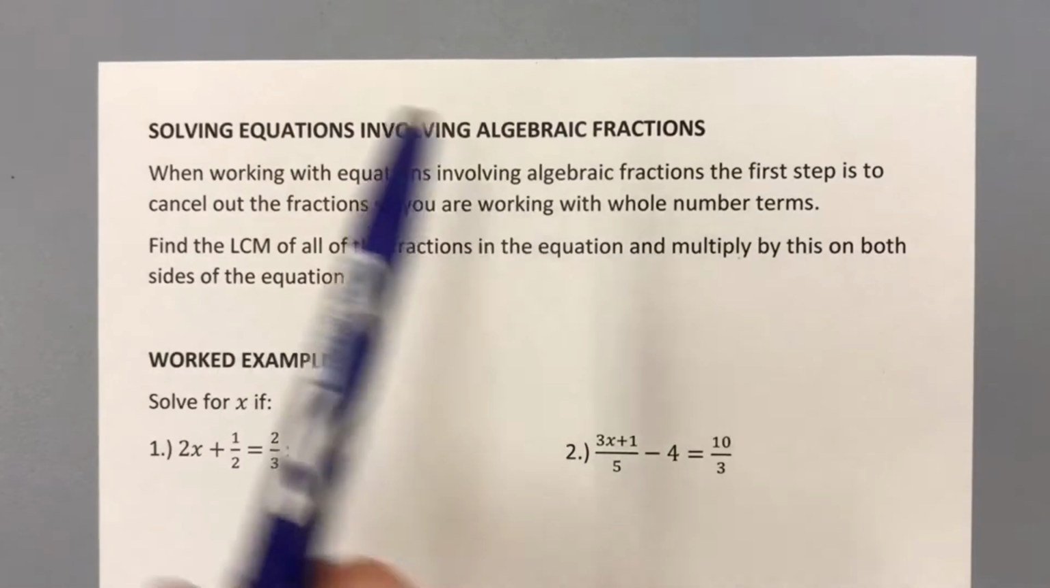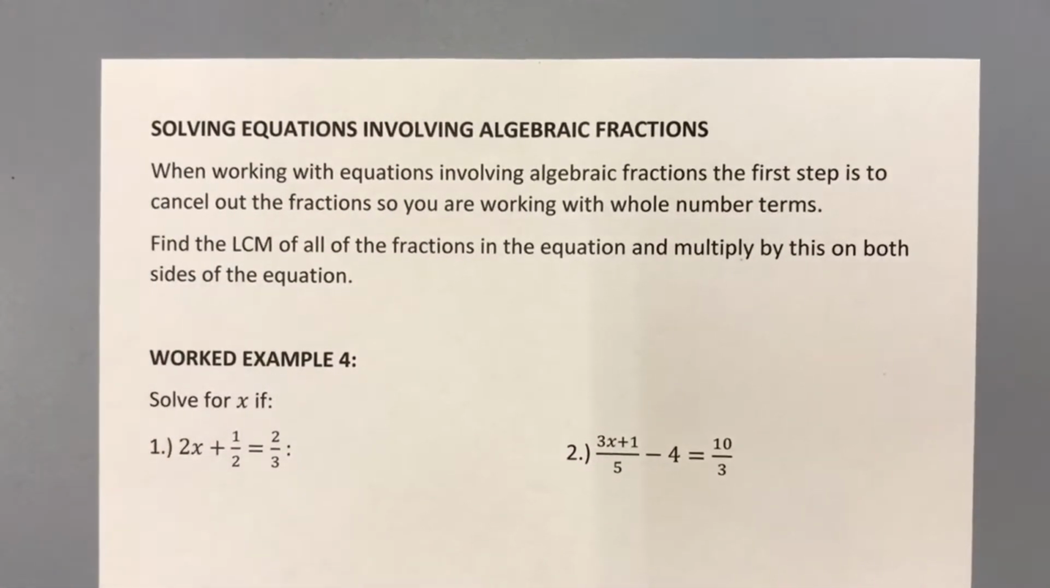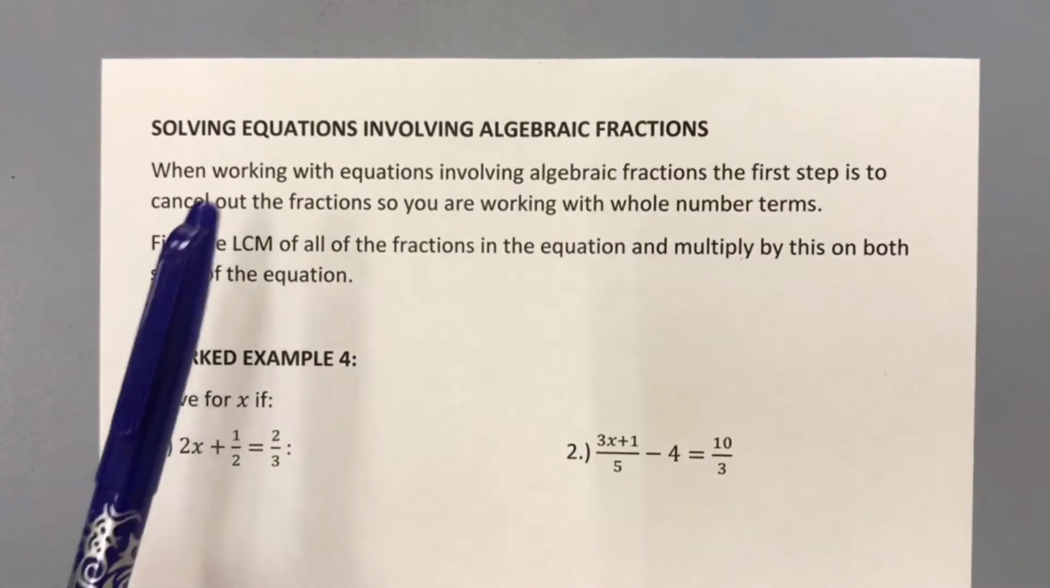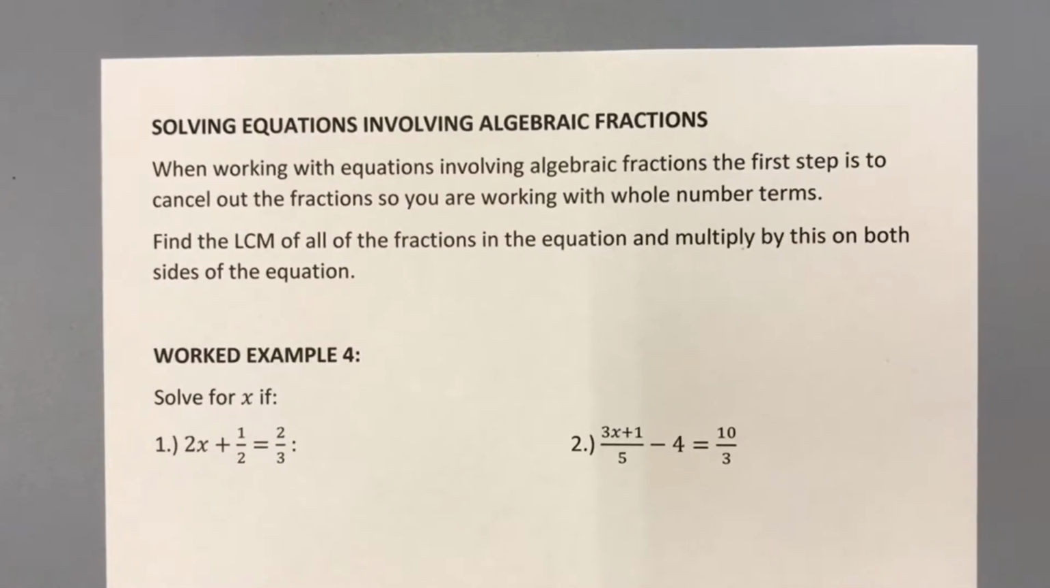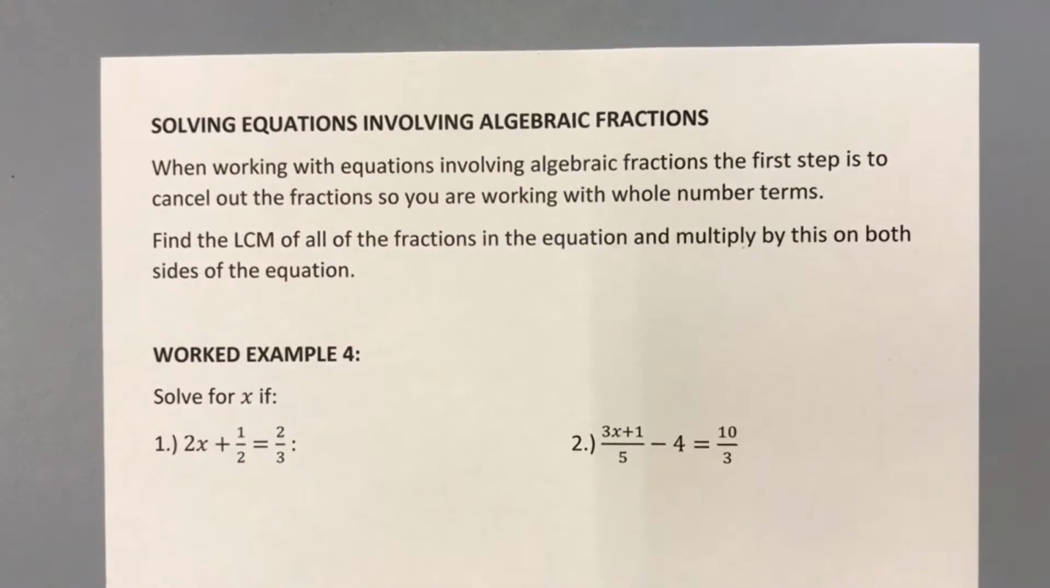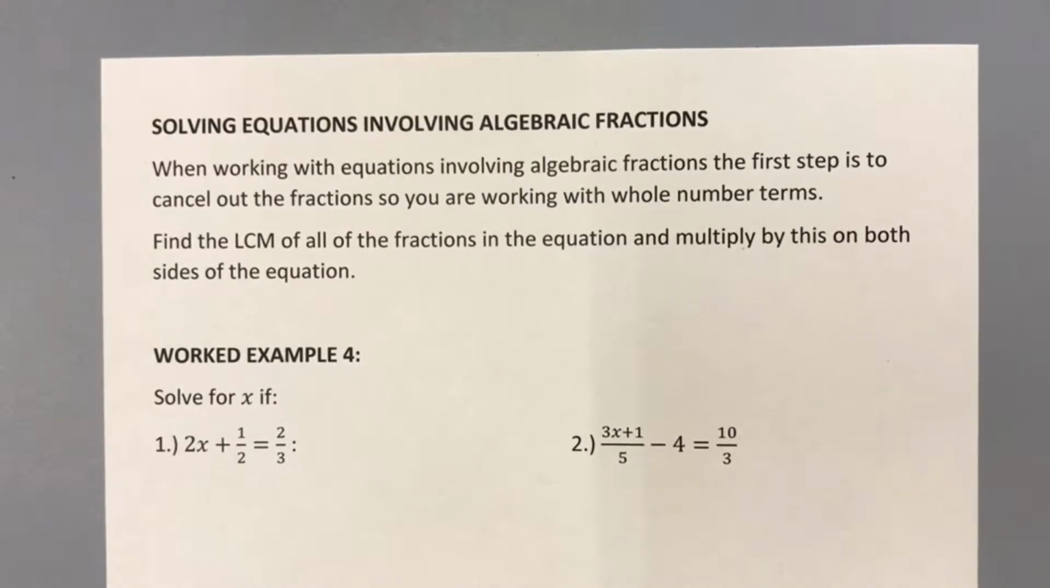All right, last bit that we're going to look at, solving equations when you're using algebraic fractions as well. We've been doing a little bit of work with some algebraic fractions. We're going to bring that into some equations. When you're working with equations that involve fractions, the first step is to cancel out our fractions so we're working with whole number terms. It's really messy to work with fractions when you're doing this. So we want to find a lowest common multiple of all of our fractions, multiply through so that we're dealing with whole numbers, all right?